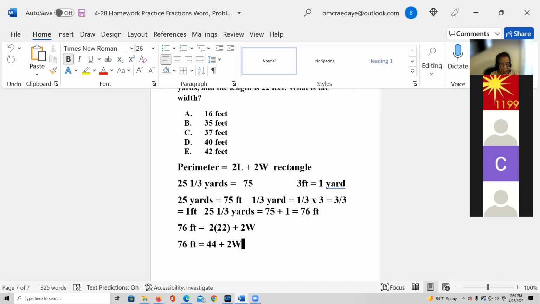What do we do first to this equation? I thought we solved W already. No, because the question was, what is the length. And W is the width. Okay. So what do we do first to solve this equation that says 76 feet is 44 plus 2W? What's the first step?